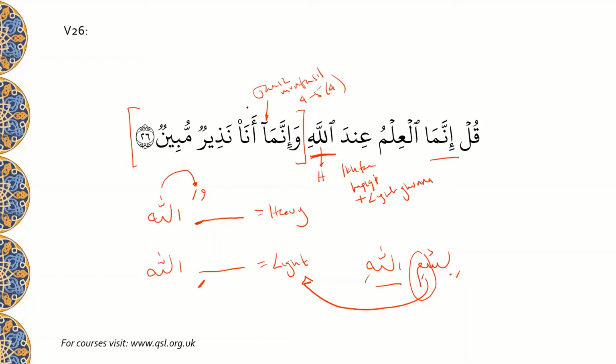Whenever you see it, if you stop on this word, then you read the alif. This means that you'll stretch it for 2 counts. It becomes a normal mad asli. We'll say ana, wa innama ana. You see, you stretch it for 2 counts.